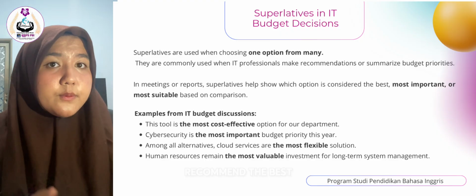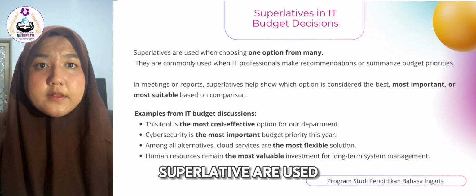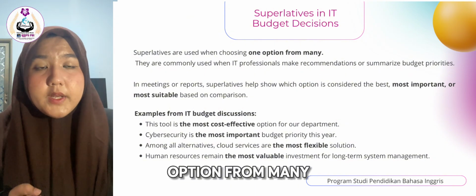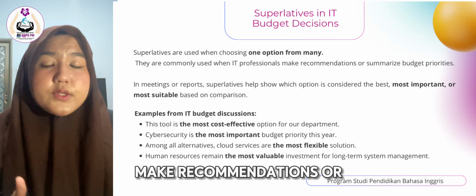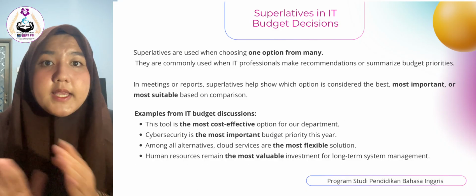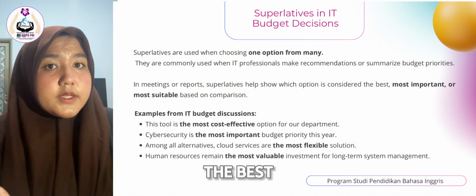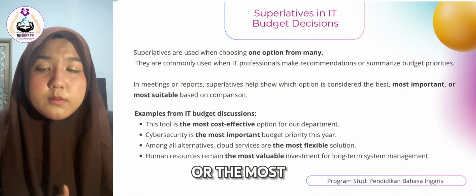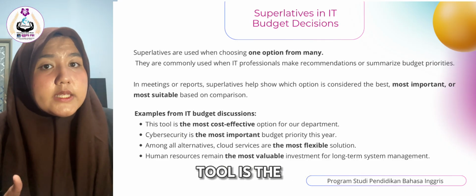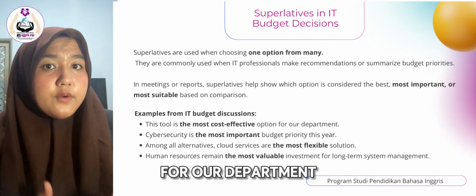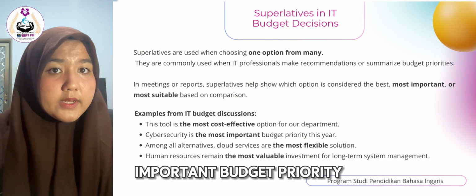Using superlatives to recommend the best option. Now let's talk about superlatives. Superlatives are used when choosing one option from many. In IT contexts, they are often used when professionals make recommendations or summarize budget priorities. In meetings or reports, superlatives help show which option is considered the best, the most important, or the most suitable based on comparison. For example, this tool is the most cost-effective option for our department, or cybersecurity is the most important budget priority this year.